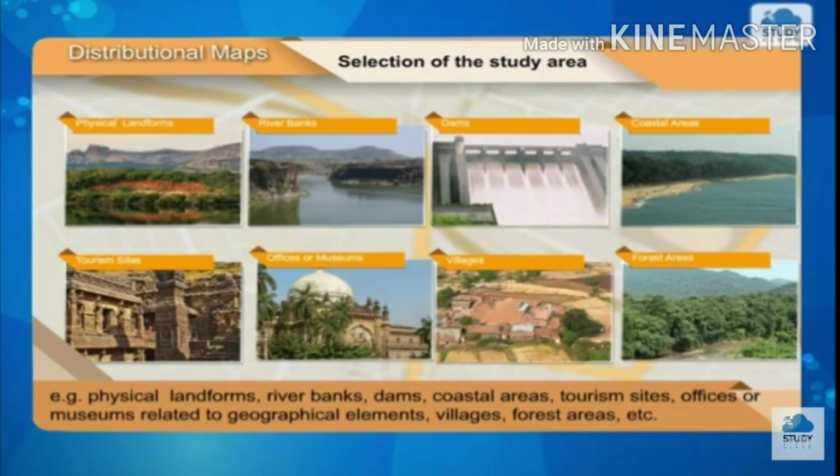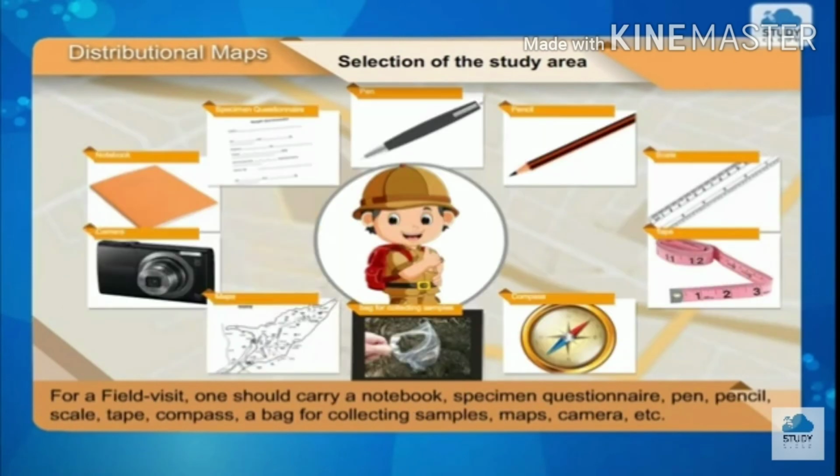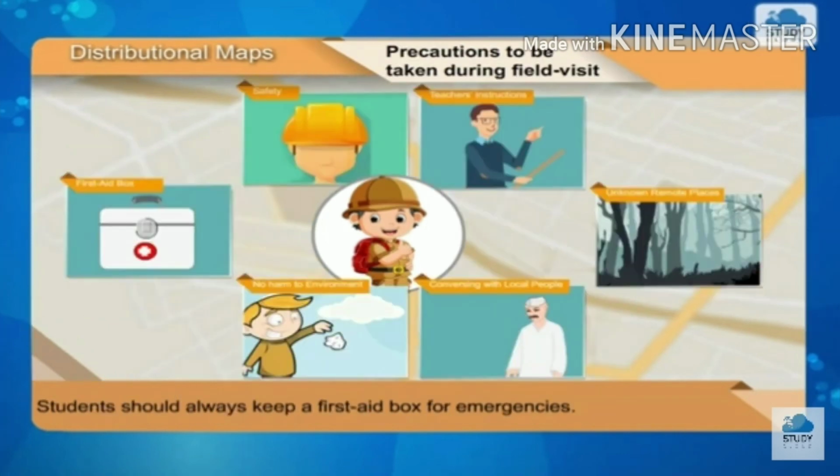Elements should be selected after studying the local condition. The necessary permission letter has to be obtained. For a field visit, you should carry a notebook, specimen questionnaire, pen, pencil, scale, tape, compass, a bag for collecting samples, maps, cameras, etc.